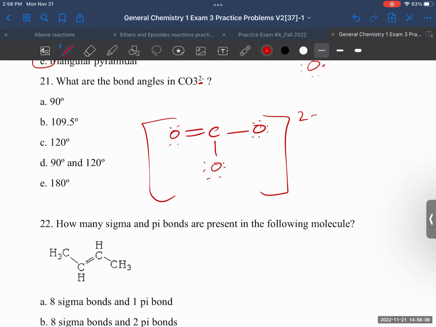You're right. Wait, so I'm confused. I'm trying to ingrain this in your mind. Trigonal planar. Yes. And so trigonal planar, it's flat. It'll be flat on the page.